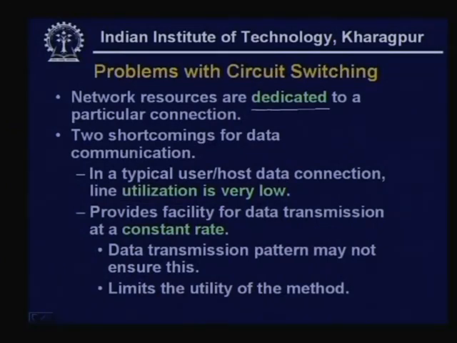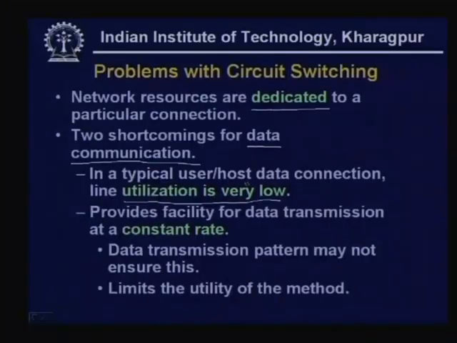And there are two important shortcomings, particularly when you use data communication. For example, in a typical user host data connection, the utilization is very low. As you have seen, even for voice, the utilization is not very high, particularly when the traffic is bursty, as it happens in user host data connection, then the utilization will be very, very low. And also it provides facility for data transmission at a constant rate. That means it does not allow variable data rate.